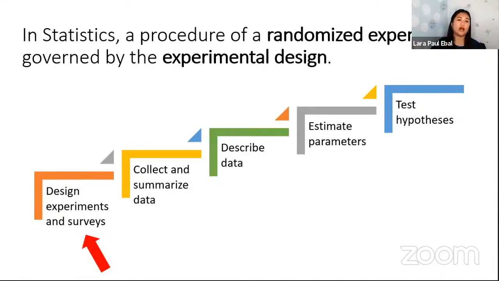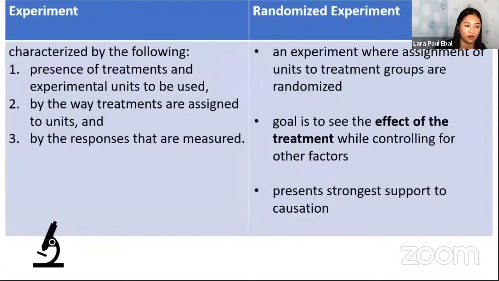But, okay, we have this term, randomized experiment. What is this? Yung ibang alam lang ay experiment, pero actually, it's a randomized experiment. Okay, let's see what is a randomized experiment. So take note first, if we have an experiment, it is characterized by the following. Number one, presence of treatments. Okay, you know already what is treatment. Experimental units, okay? And by the way, the treatments are assigned to the units, and the responses are measured. So you have these terms already, no? You are all familiar with this.